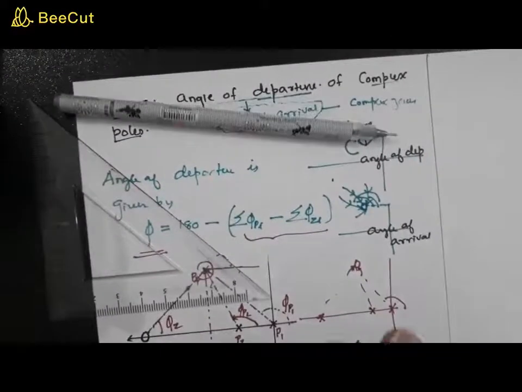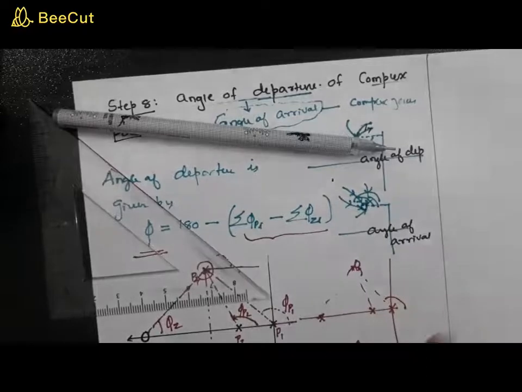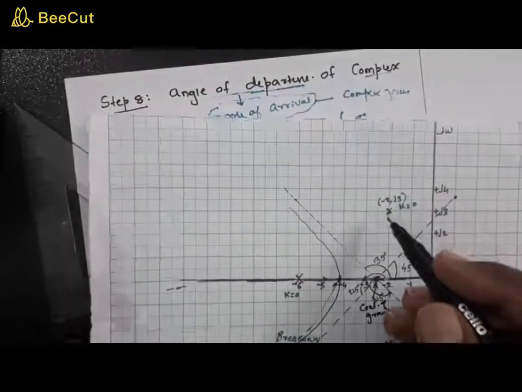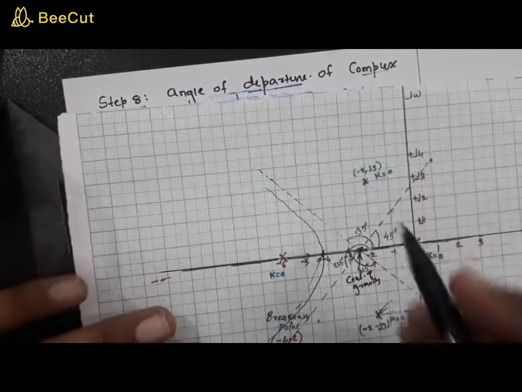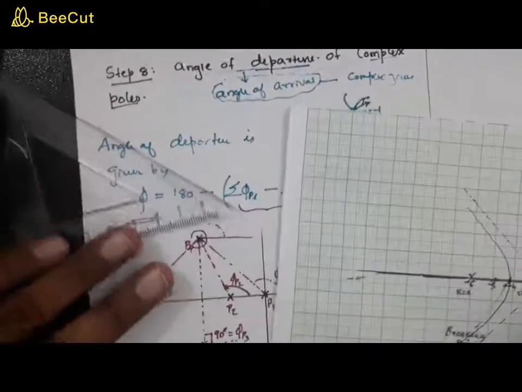Okay, so look at this. You have a complex pole, so you require an angle of departure. For that, it will be nice to find out.